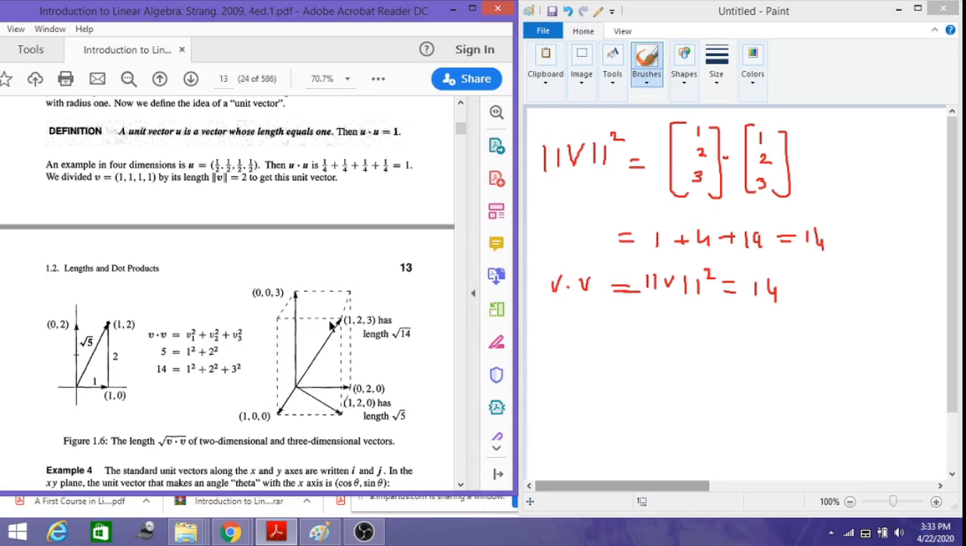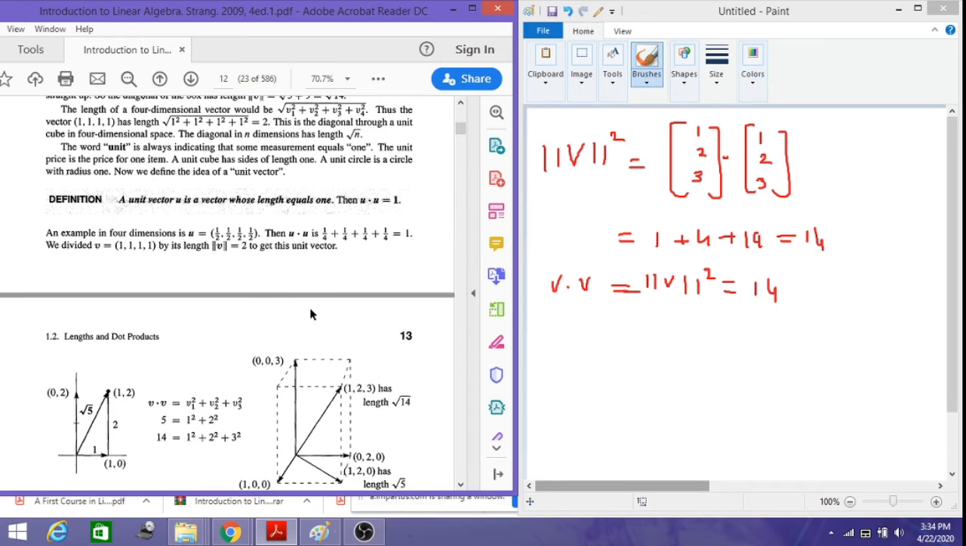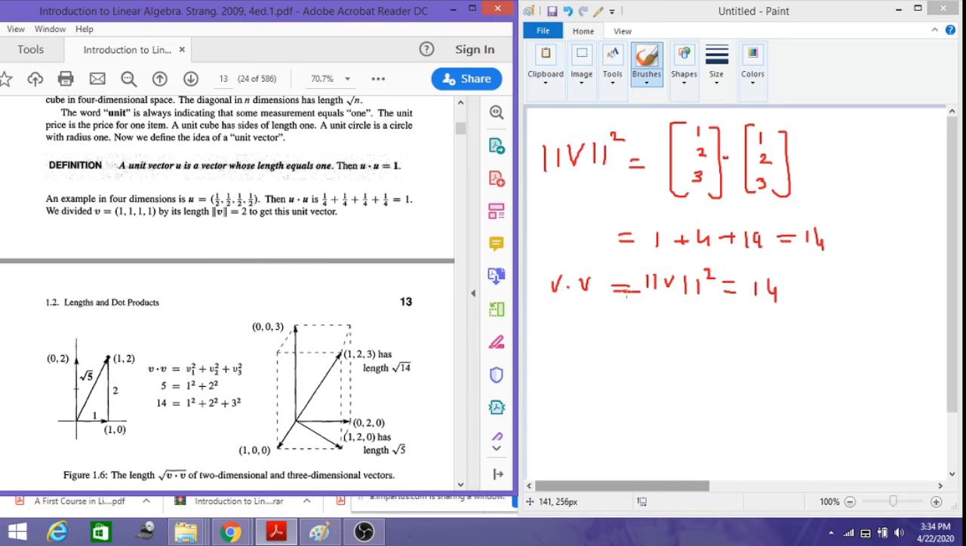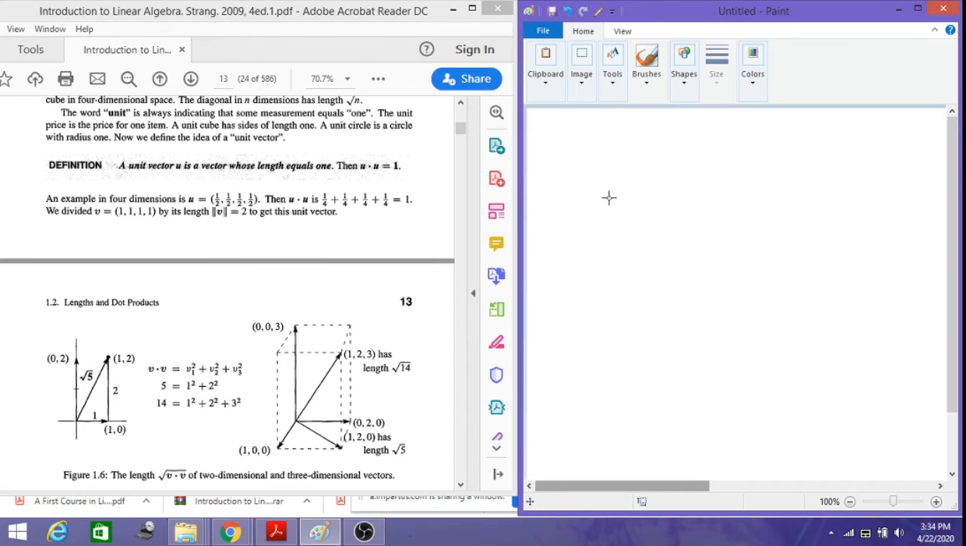So let us take a look at one more example here. A unit vector u is a vector whose length equals 1. Then its u dot u will result in what? If it's a unit vector, then u dot u will result in 1 itself. So the example I'm talking about here is u equal to half, half, half, and half. So then it's a dot product u dot u.